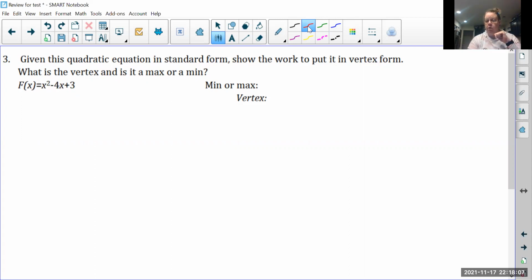This one doesn't have a coefficient, doesn't have an A for the x squared term. So it makes it easy. You don't have to divide anything out. You're just putting in vertex form.